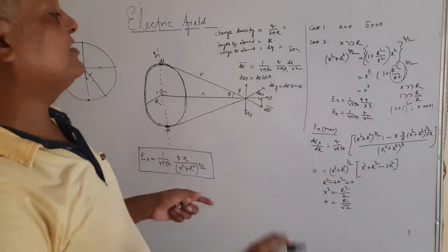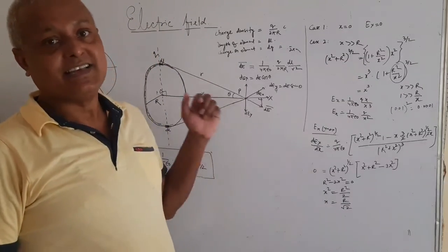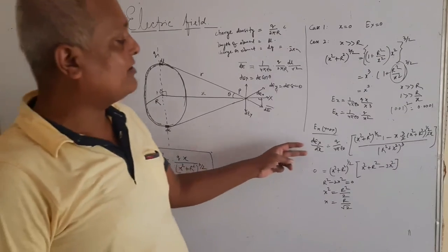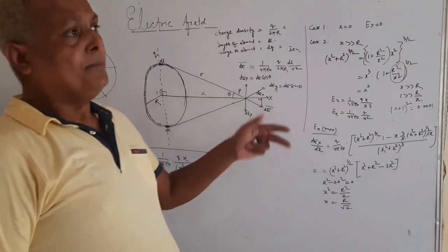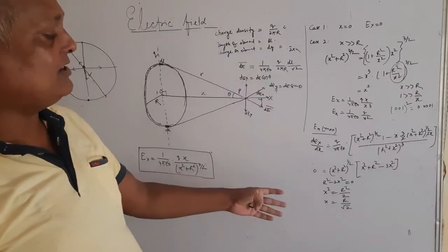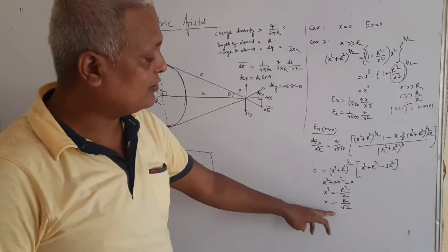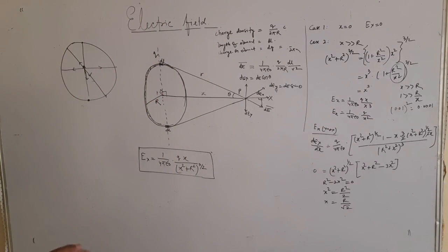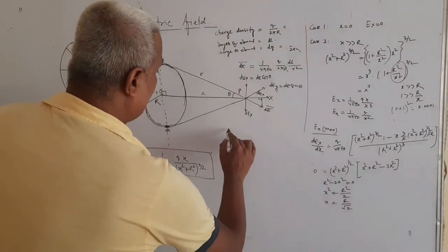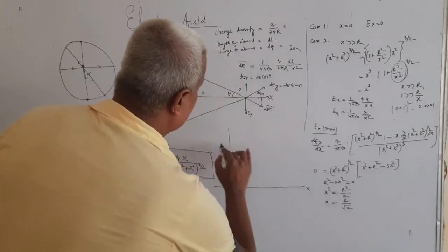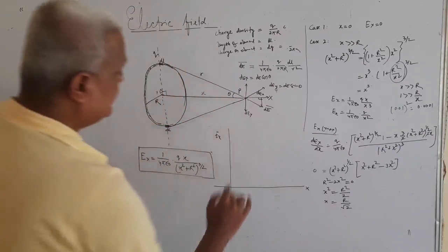If you want to verify it further, then you have to go for the second differential test, that is d square Ex over dx square, and you have to put the value of it. But mathematicians have proved already that this one is the maximum value. So you can conclude here that at x equal to r over under root 2, the electric field will be maximum. Now you see, if I try to plot this with x, and this is my Ex.